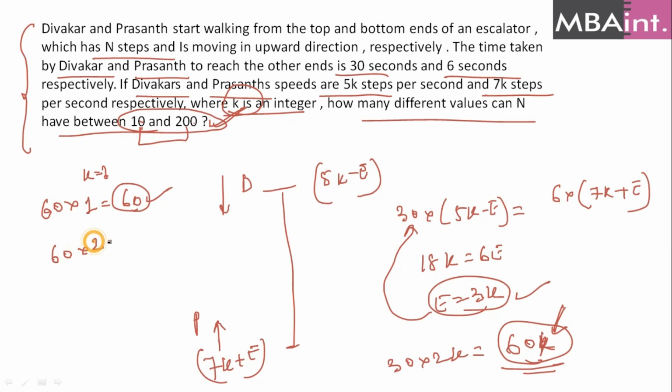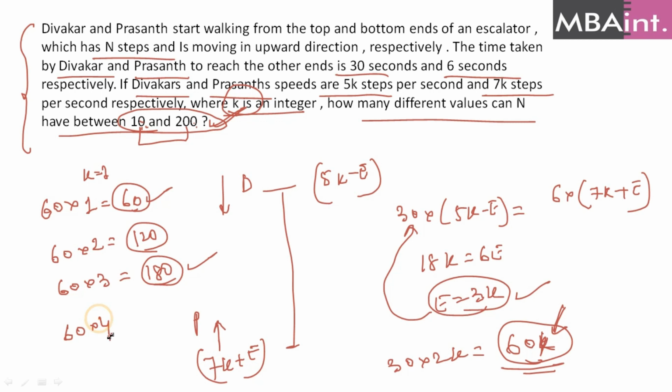60 into k, if you put 2, you're getting 120. Again, it satisfies because it's falling between these two limits. So 60 into 3, you're getting 180 right away. If you put 60 into k as 4, you're getting 240, which is above this range, right? So this won't be a possible answer. So you have 3 possible answers for n, and that's your required answer.